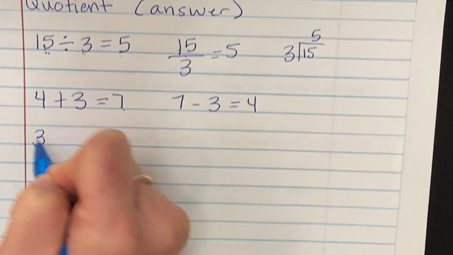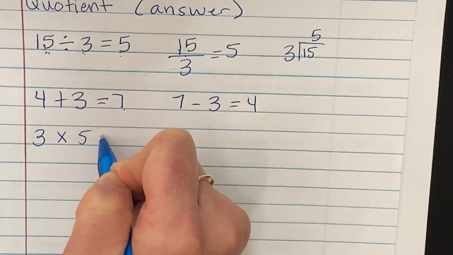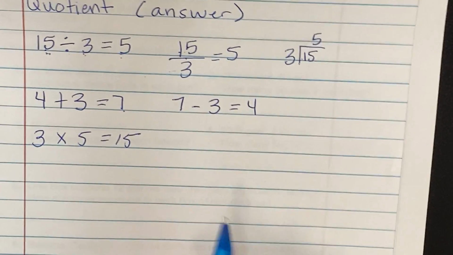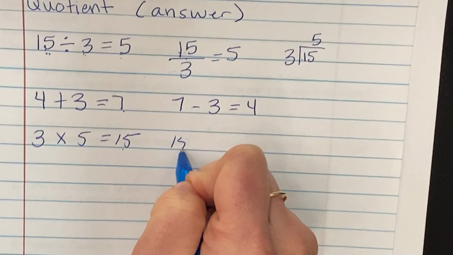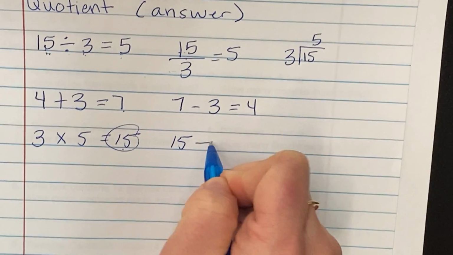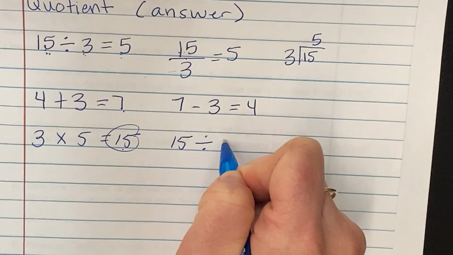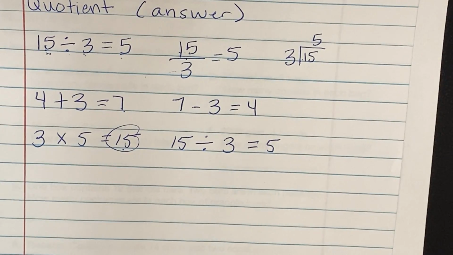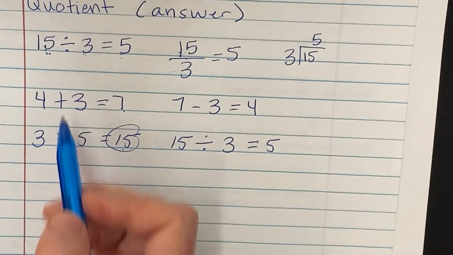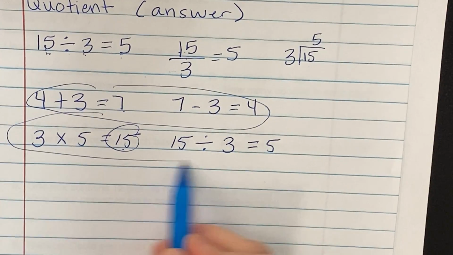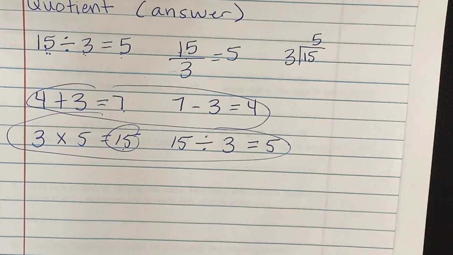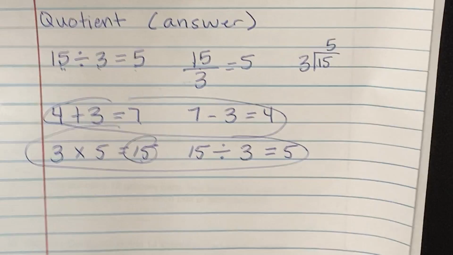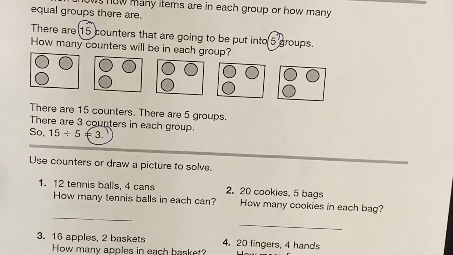If I took 3 times 5 equals 15, I would take the largest number, or the total, divide it by the number of groups to get the quotient. Okay, so they're in the same fact family. These would be in the same fact family, and these examples would be in the same fact family. Okay, let's move on to the worksheet.